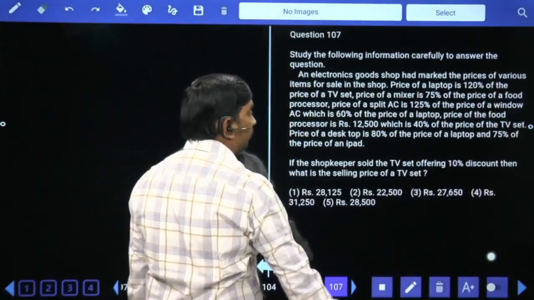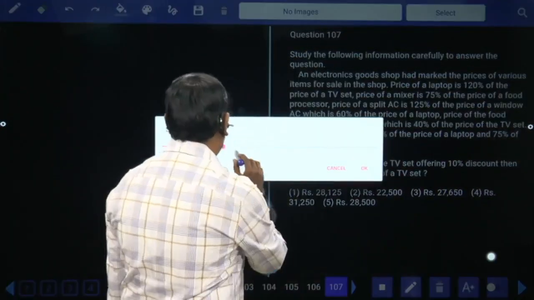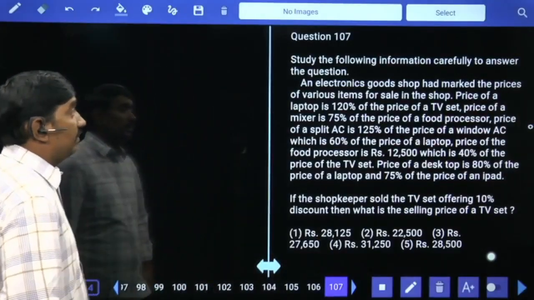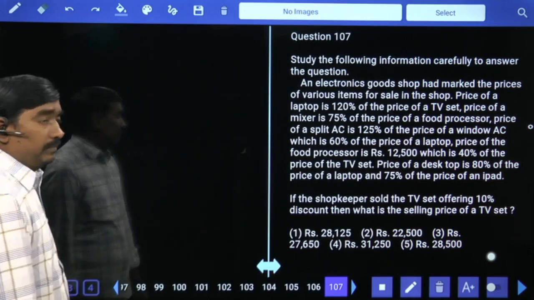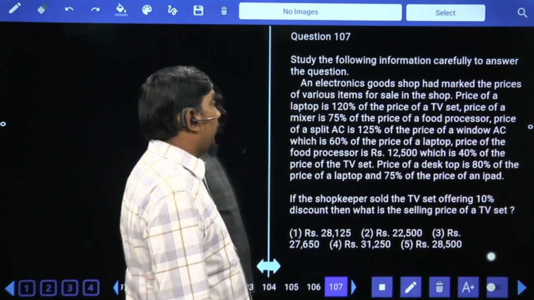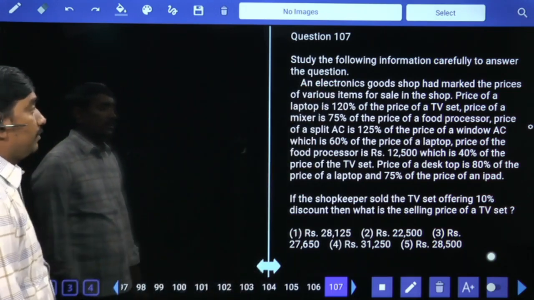Next. Study the following information carefully to answer the questions.